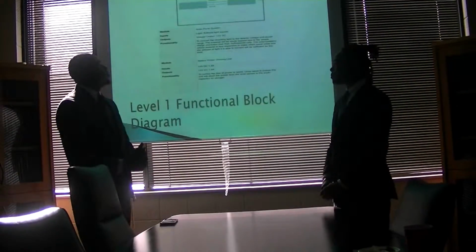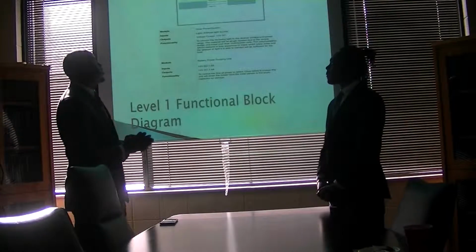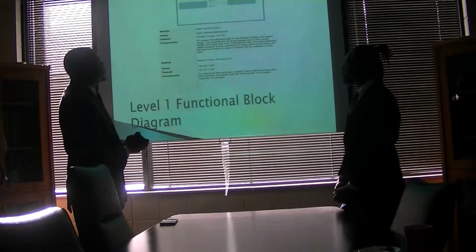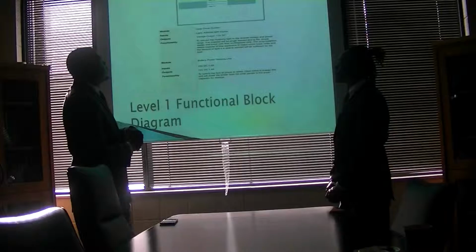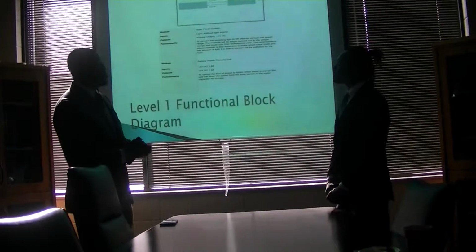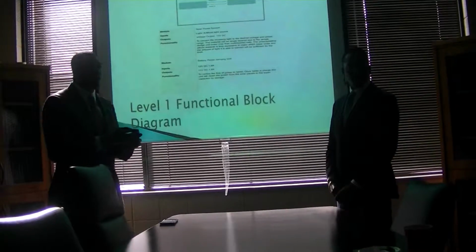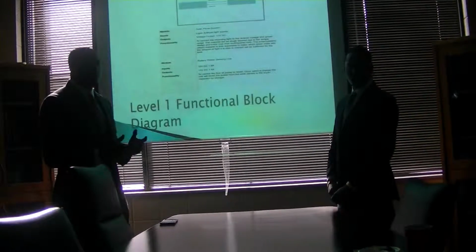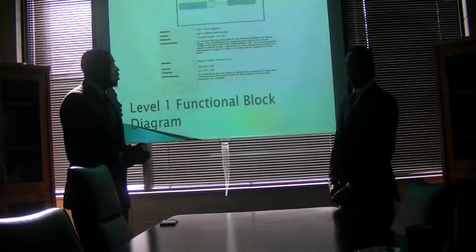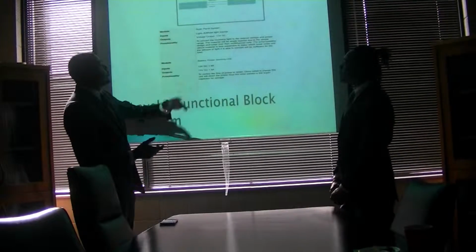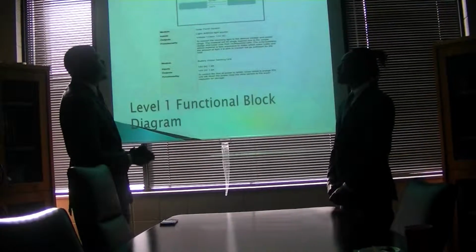This is our level 1 functional block diagram. Again, you can see light coming in on a more detailed level. It goes into the solar panel system. We call it a solar panel system because it's not just going to be one solar panel. It's actually going to be multiple solar panels, wired together in series or parallel. From our solar panel system, we're going to output a 15 volt DC.